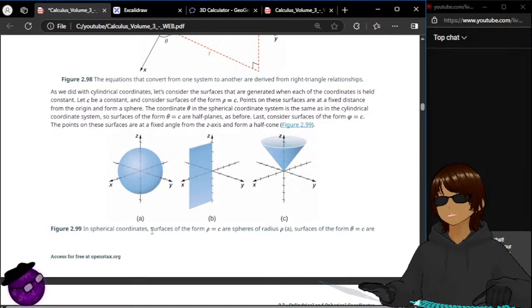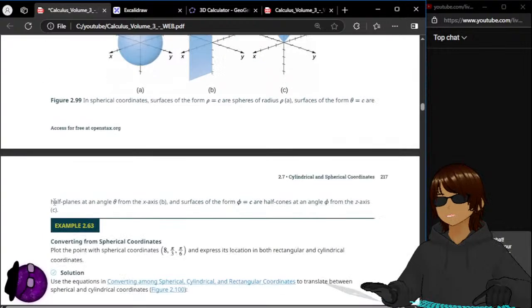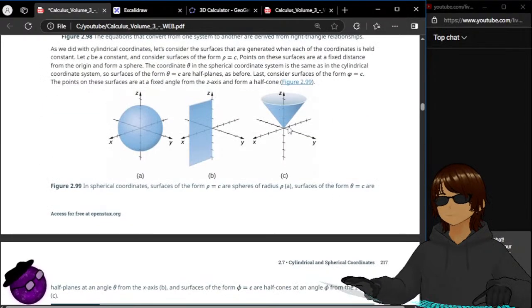In spherical coordinates, surfaces of the form rho equals c are spheres of radius rho. Surfaces of the form theta equals c are half planes at angle theta from the x-axis. Surfaces of the form phi equals c are half cones at angle phi from the z-axis.